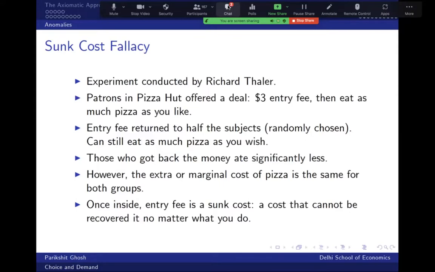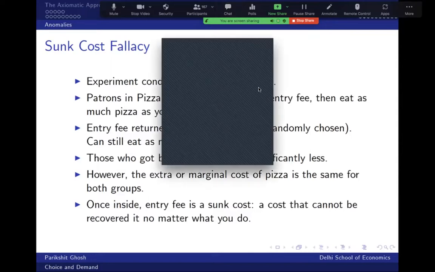Sir? Yes. So the money they got back was before they ate the pizza or after they ate the pizza? After they came through the door. Outside the door, all of them thought that the gate fee is $3. Right after coming through the door, some of them were caught by surprise. They were given back the $3 they paid at the door. They said, "Oh, your name came up in the lottery." And then they proceeded to the counter to choose their pizza.